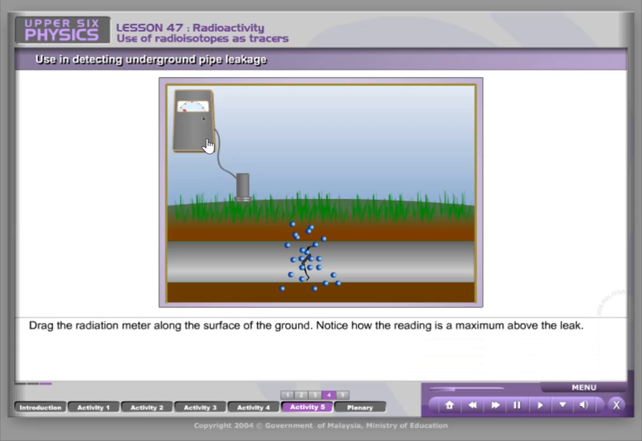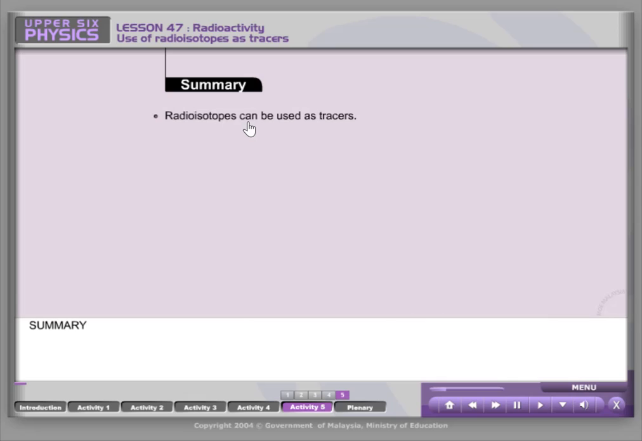Drag the radiation meter along the surface of the ground. Notice how the reading is a maximum above the leak. Summary: radioisotopes can be used as tracers.